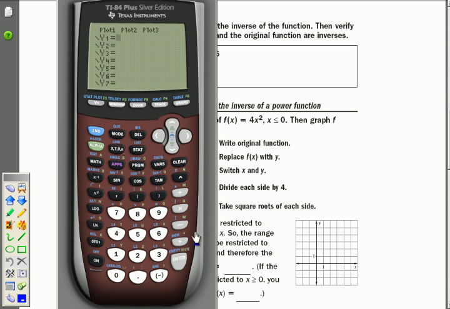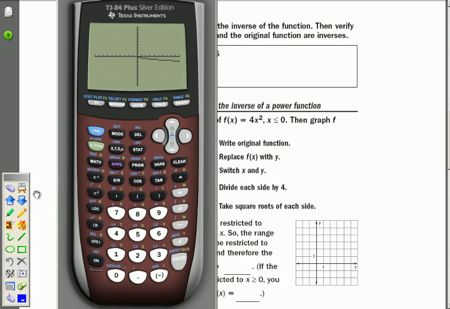Y equals, and what we were graphing was either 1/2 the square root of x or -1/2 the square root of x. We're going to do -0.5 times the square root of x, and we're going to get this graph. The graph looks just a little bit funky there.